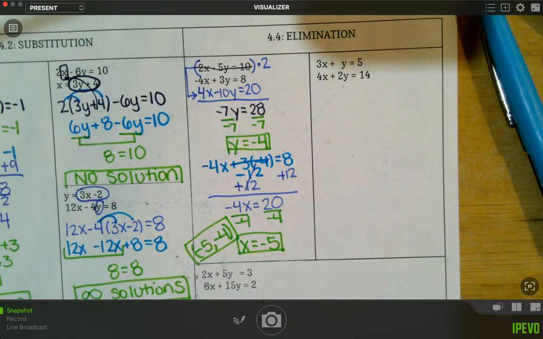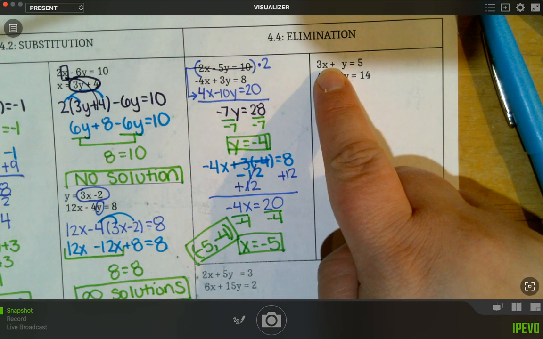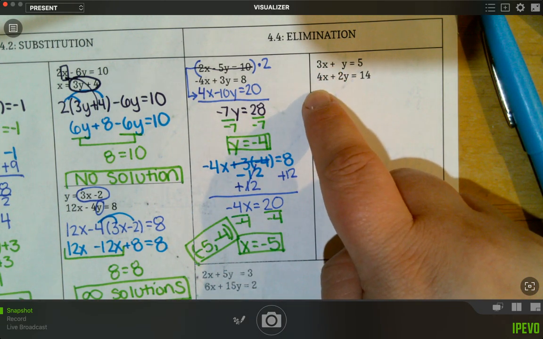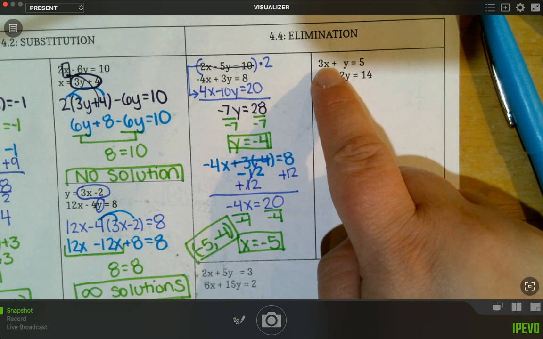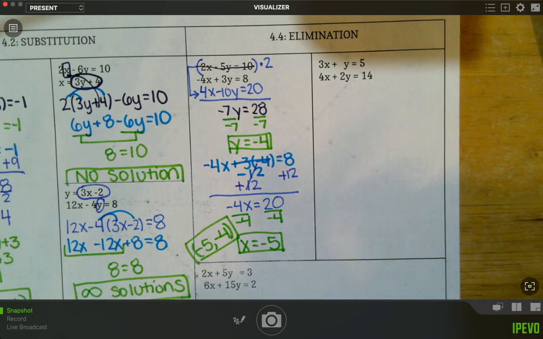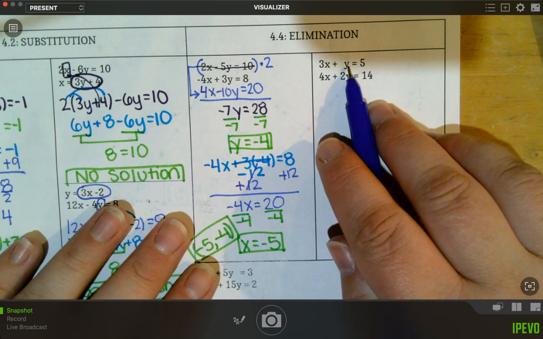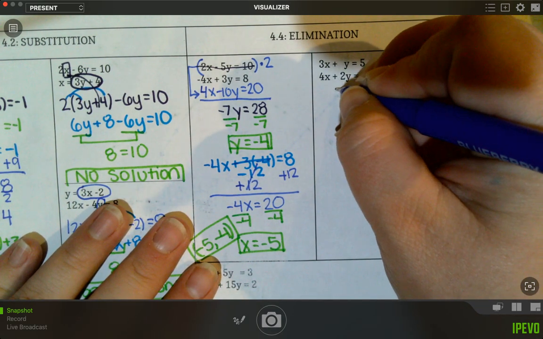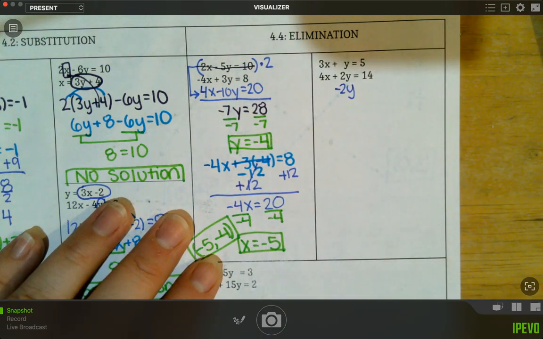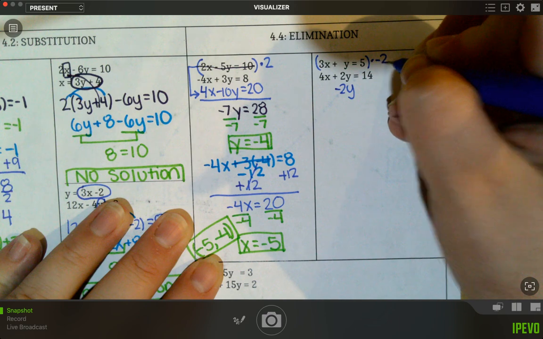And then over here, we're going to look at these x's. If this is 4x, you would want this to be -4x. But that doesn't work. There's nothing to multiply 3 by to get -4. So you're going to focus on the y's instead. Since this is 2y, we want this to turn into -2y. And the only way to make that happen is to multiply by -2.